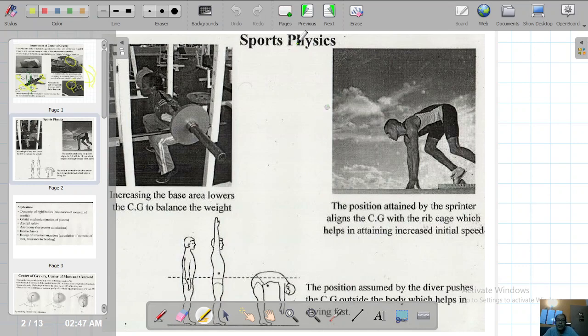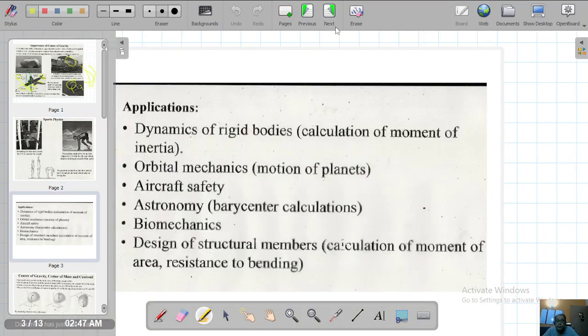If we go to the next slide, applications include the dynamics of rigid bodies, calculation of moment of inertia, orbital mechanics, aircraft safety, and astronomy calculations, very important, biomechanics, then structural members, it is very important. Okay, so for dynamics of rigid bodies, the calculation of moment of inertia is very important.